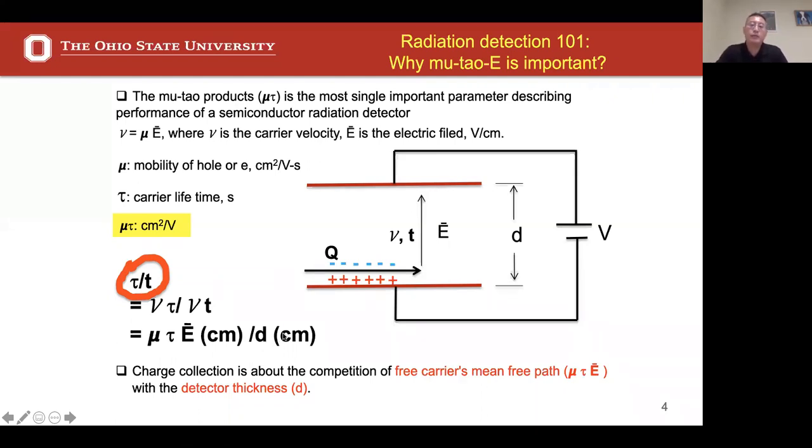So radiation detection, for semiconductor devices, is all about this competition of the carrier mean free path versus detector thickness. Because the electrical field is the external parameter the user controls, you want to apply high voltage, and you want to slice your detector thinner. So it's not quite a materials property. That's why people are now starting to talk about mu tau as the most important parameter describing the performance of a radiation detector.